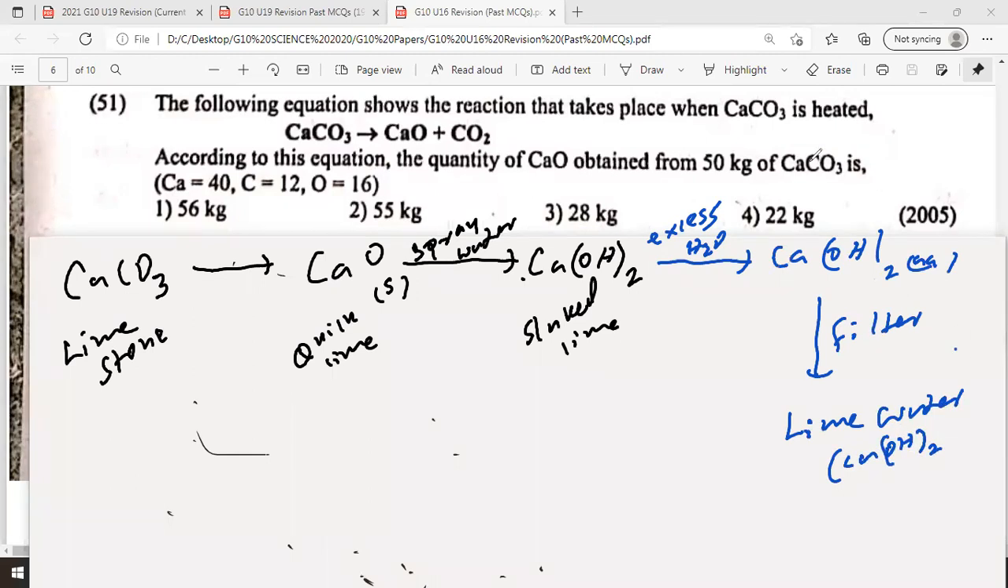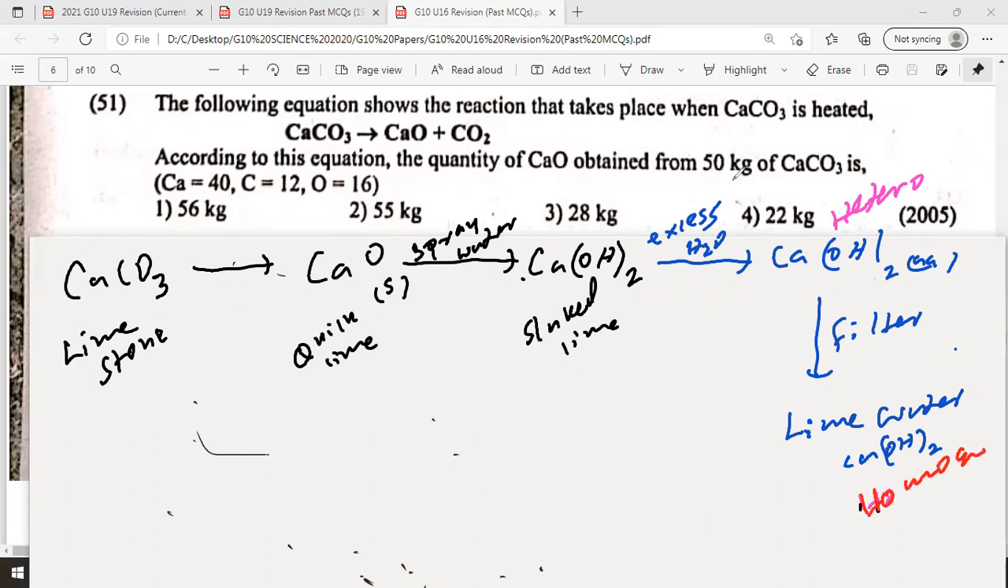What is the difference between these two? This is heterogeneous. It's not fully dissolved, a particle suspension is there. This is homogeneous. Lime water is homogeneous. Calcium hydroxide, Ca(OH)2, is an aqueous solution that is homogeneous. Lime water is colorless.